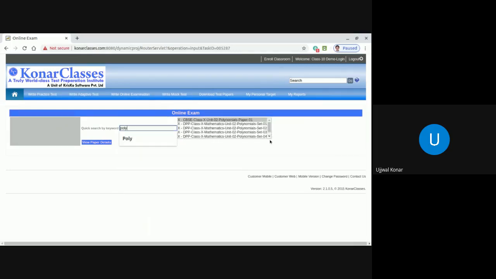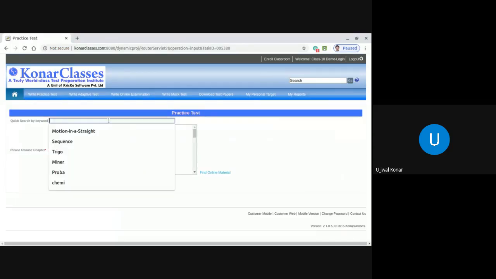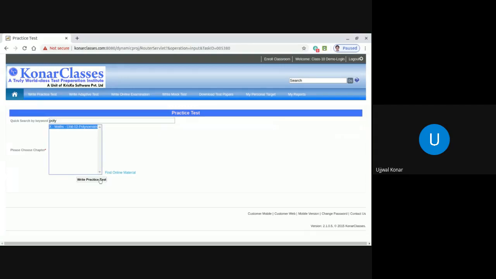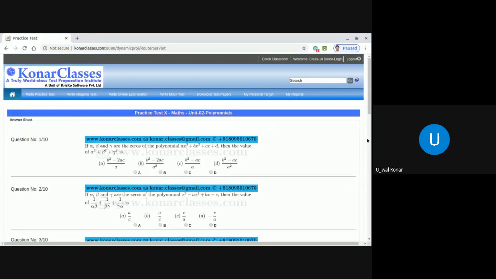polynomials. So we see that a total of 5 are there. Please make sure that all these 5 are done. Once you are done with all these 5 polynomial DPPs, then you can come to the right, practice test, type here polynomial, and then start appearing the practice tests. These are little challenging questions, but you will appreciate answering these questions.